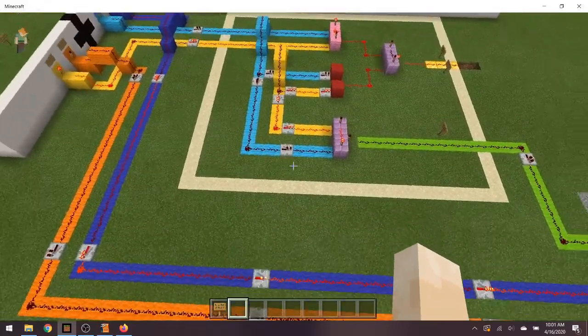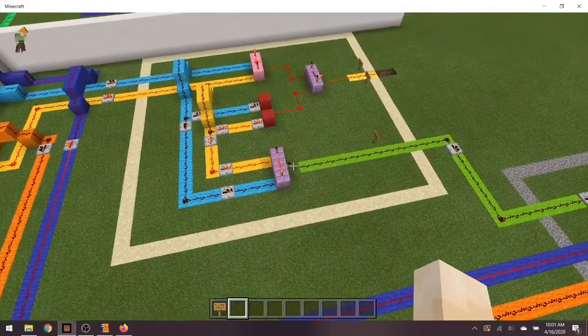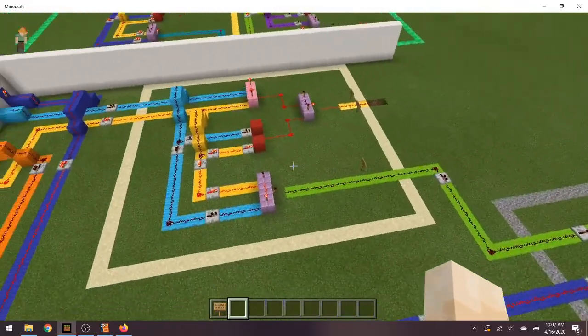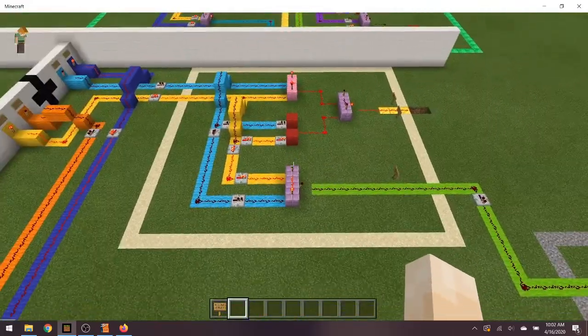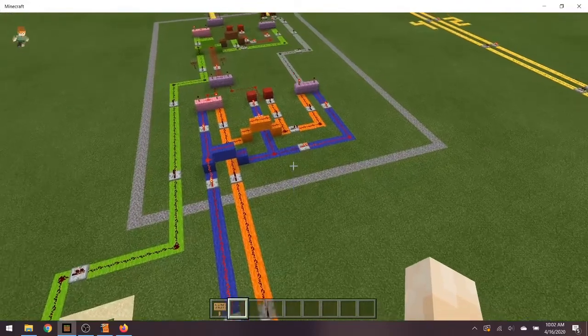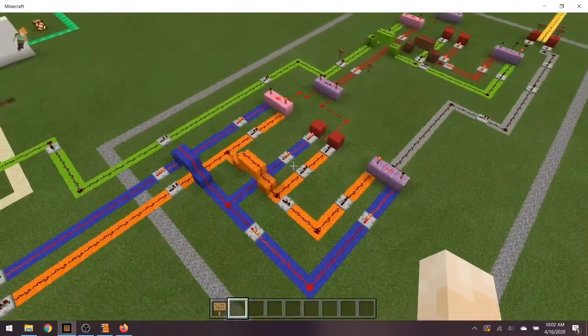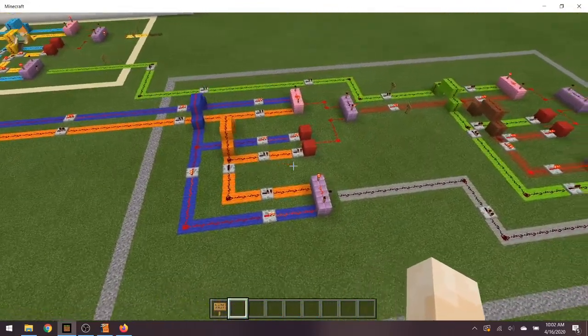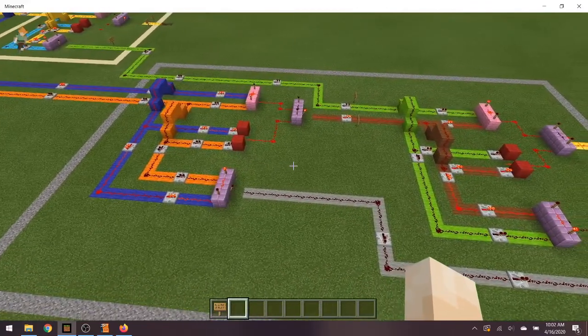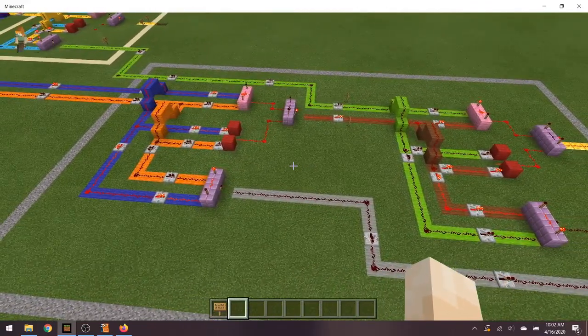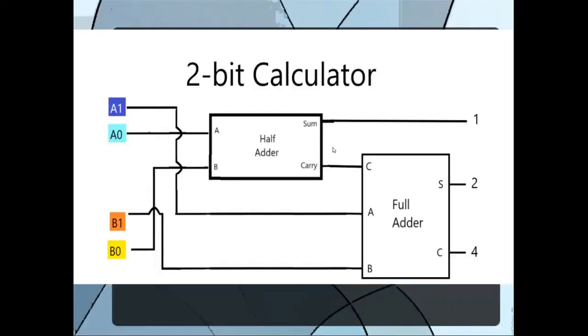If you recall from the last video about adders, this is a half adder right here, and this is a full adder right here. And I'm going to pull up a diagram of that to show you how they relate. So this is a diagram of the 2-bit calculator. I've got the half adder here, and I've got the full adder here. So what's going on in this diagram?